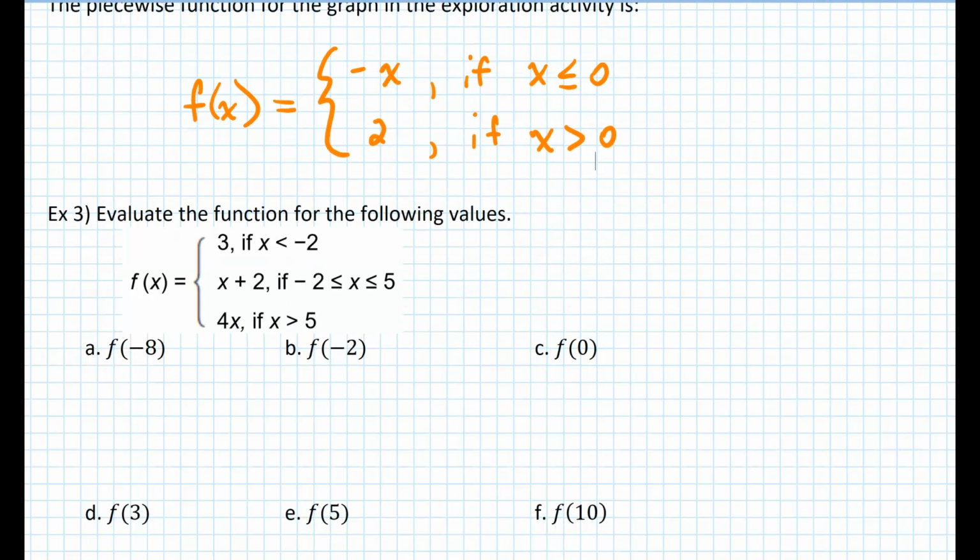All right, so for this one, how many pieces is the function in? It's in 3 pieces, okay? So we want to pay attention to the domains when we go to evaluate. Our first one in A is asking for f of -8. -8 falls in the domain of which of those pieces? It falls into the first one over here. So we just plug -8 in here, except there's nothing to plug in because it's just 3. So f of -8 is equal to 3.